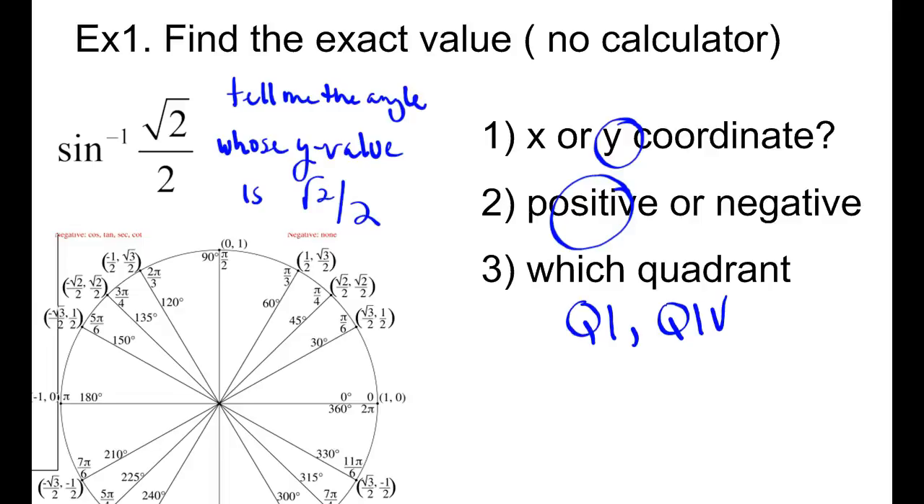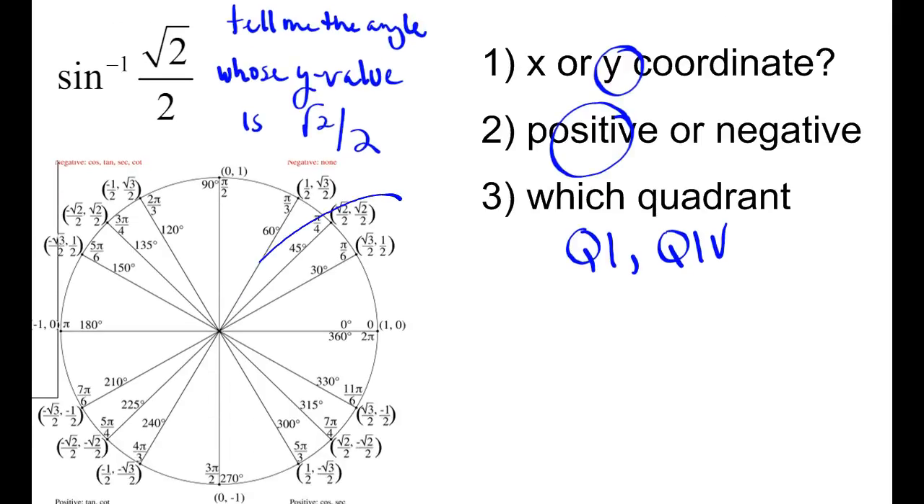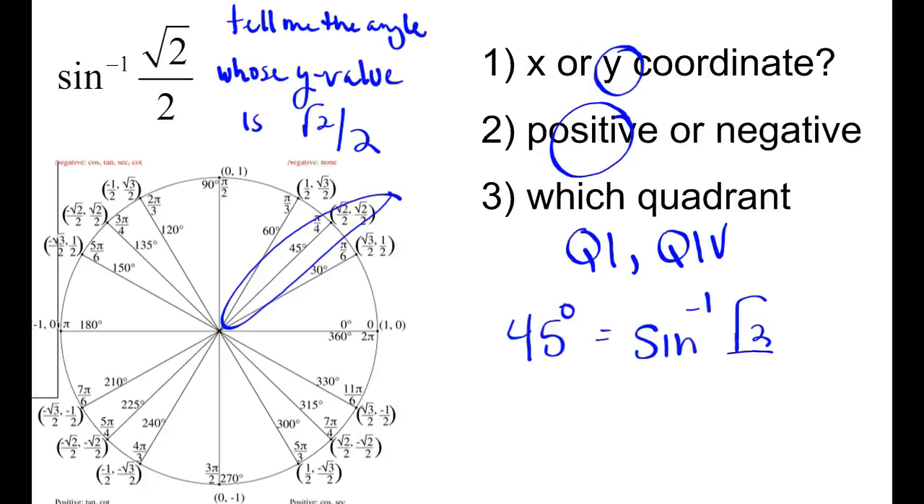So I'm going to go find every angle who has a y value of the square root of 2 over 2. Well, that happens right here at 45 degrees. That's the only angle it happens at, and that occurs in quadrant 1. So 45 degrees is the answer. That is the inverse sine of the square root of 2 over 2. So we're kind of backwards. We're looking up backwards. All right, let's try another one.